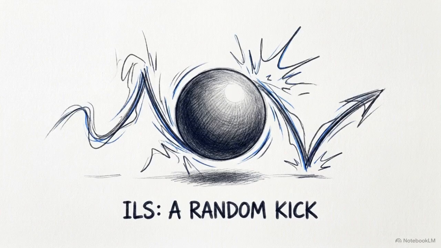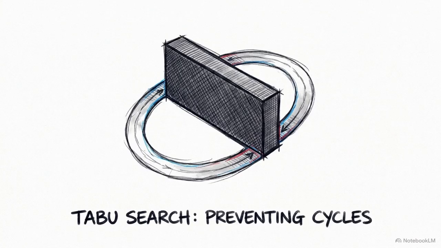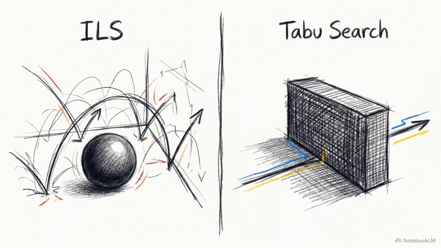To sum up, iterated local search relies on blind perturbation to forcefully escape local optima while remaining memoryless. Tabu search deploys structured, temporary memory arrays to walk itself out of valleys without repeating steps. Save this summary matrix to assist in identifying the right metaheuristic for your next optimization framework.